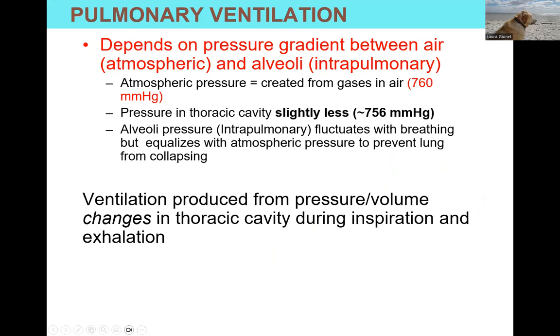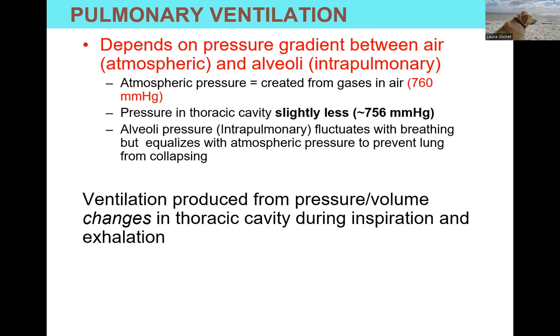Pulmonary ventilation depends on the pressure gradient between atmospheric air and the alveoli. You need to have not only the diffusional pathways helping you, but the difference in pressure gradients helping you as well. Right? Atmospheric pressure is created by gases in the air. It's about 760 millimeters of mercury. The pressure in the thoracic cavity is slightly less, at 756. So here we have a pressure gradient, a high to low pressure gradient.